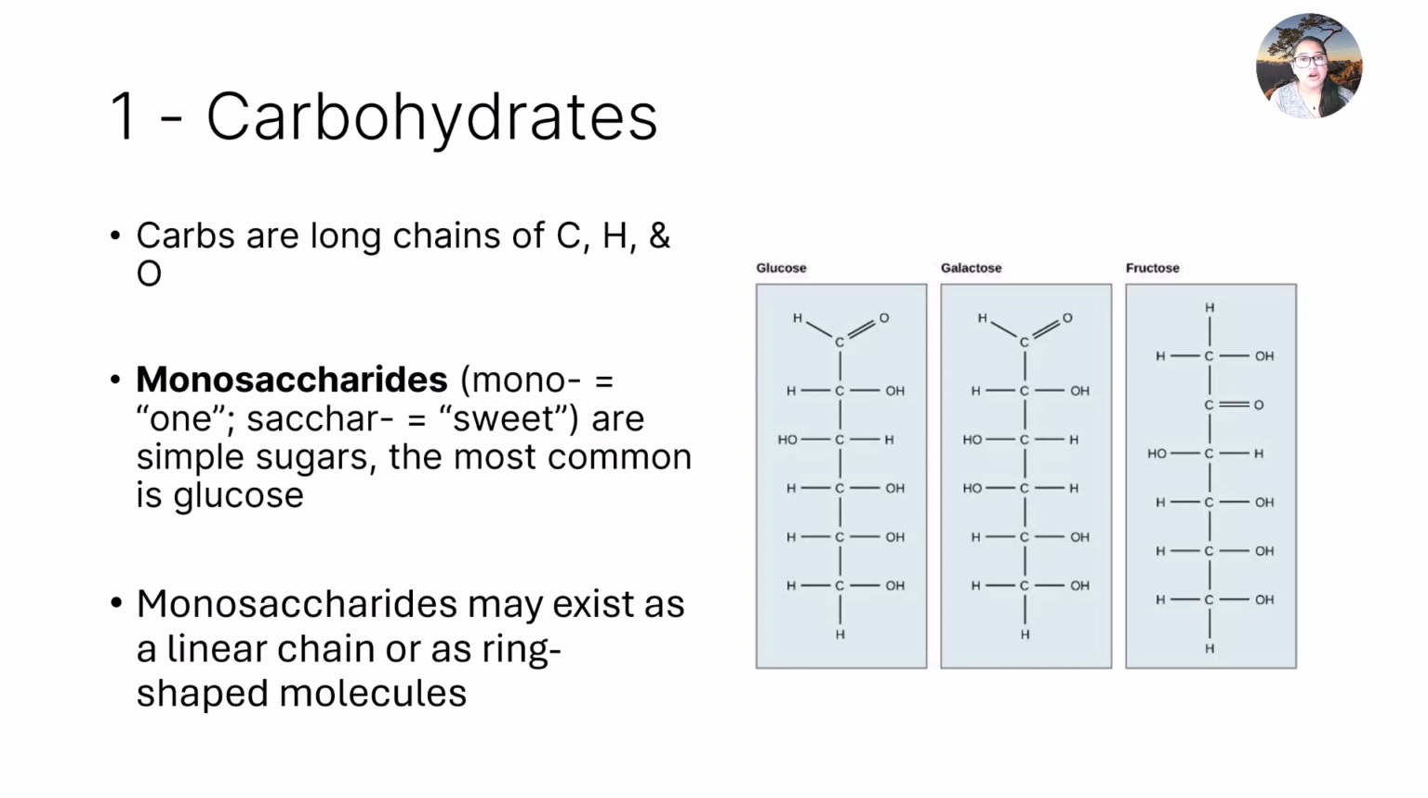So number 1, carbohydrates. These are big molecules that are long chains of carbon, hydrogen, and oxygen. Here are just a few examples. These are actually simpler carbohydrates. So glucose is the simplest carbohydrate. There are 1, 2, 3, 4, 5, 6 carbons, and then oxygens and hydrogens attached to those.